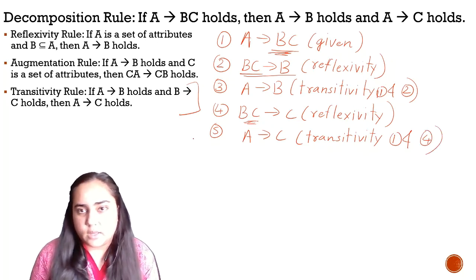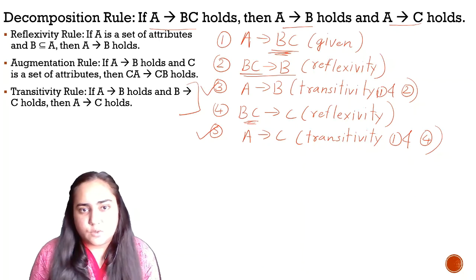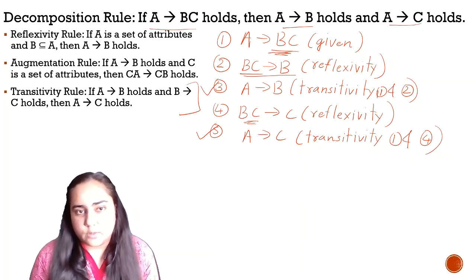And you can see I have successfully proved that A determines C and also that A determines B, which I was supposed to prove, given that A determines BC, which was already given. So this is the rule, decomposition rule. This is the proof using the three basic rules which are available to us.